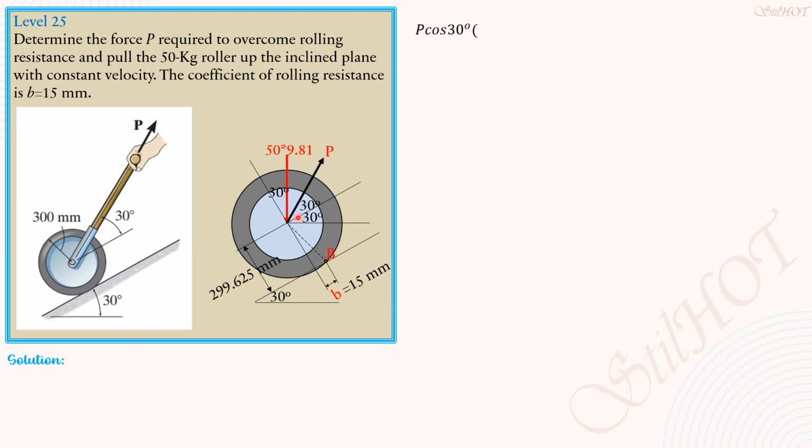So P cosine of 30 degrees times 299.625. That's the component in that direction. The component along this direction, the moment is also clockwise. So plus P sine of 30. This is P sine 30, the component of P. Then times 15 mm.